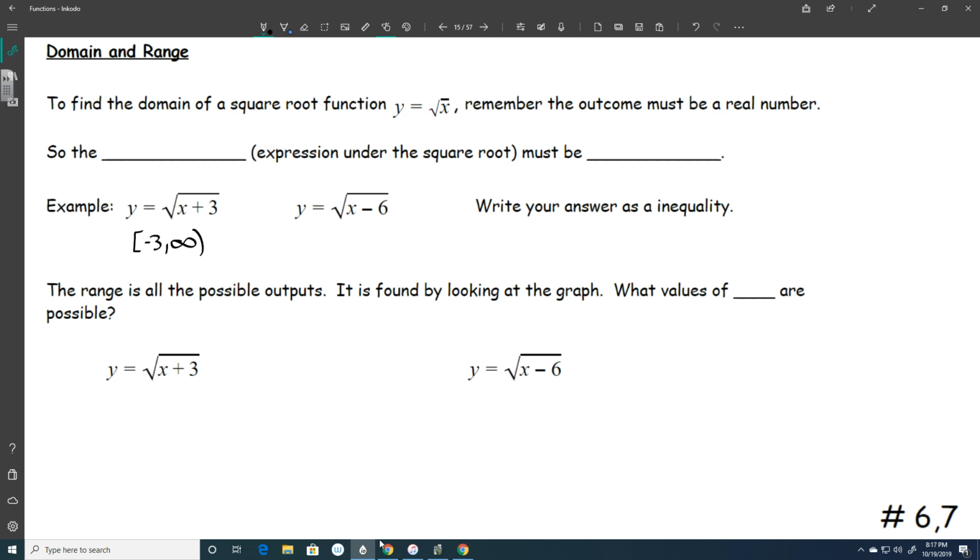Okay. In this case, x minus 6, we could look at the graph, or we know it's going to go up to infinity. It's going to go to infinity forever. But what's the smallest number that I can use? If I plug in a 6, then I get the square root of 0. But if I plug in a 5, I get the square root of -1, and that's bad. So 6 is the smallest that I'm going to be able to go for my domain.